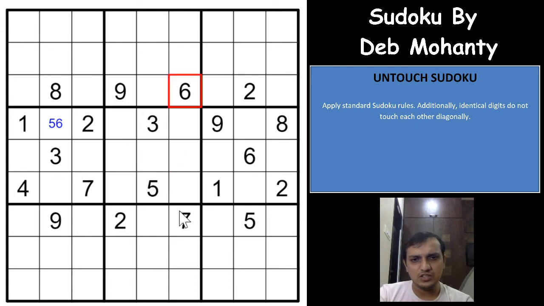So 5, 6 and 7 is here, which means 4 can only be here. So 5, 6, 7. 5 is already here, so it has to be 6 and 7. And 5, 6 is already here, which means this has to be 7. Which gives you this as 6, this as 5. A very good solve. I mean to say, a good start of this Sudoku.